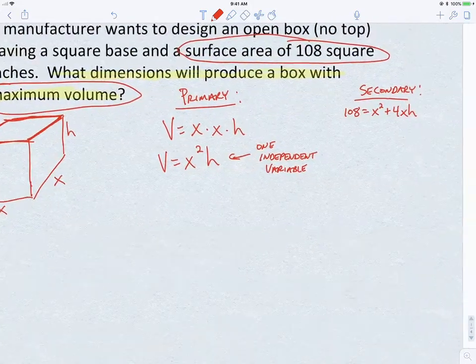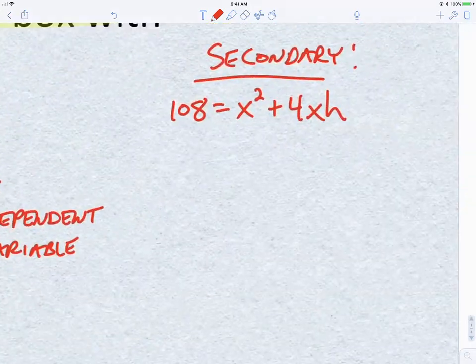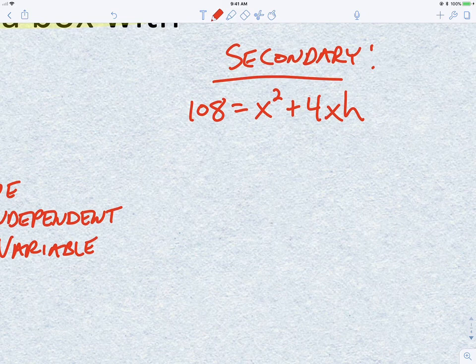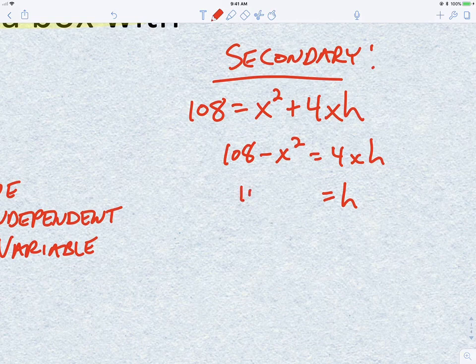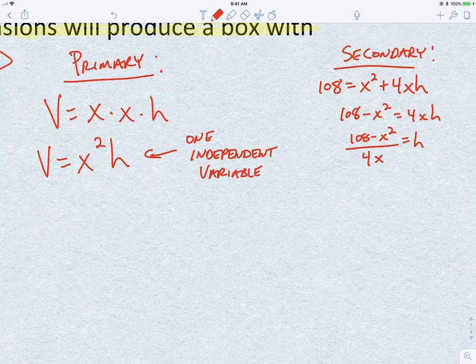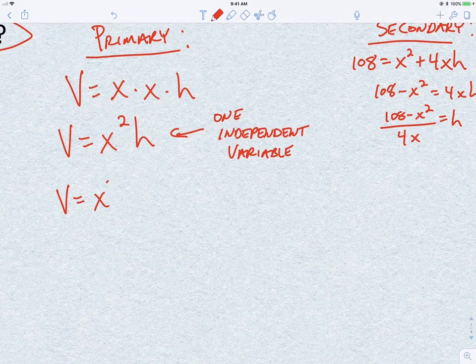And remember, those constraints are that the base is square, there is no top, and the surface area is 108 square inches. So I'm going to solve the secondary equation for h. So I'm going to subtract x squared off both sides. Whoops, forgot the subtraction. And then I'm going to divide both sides by 4x. So now I can use that equation back over here in my primary equation. I can substitute in for h what it's equal to.